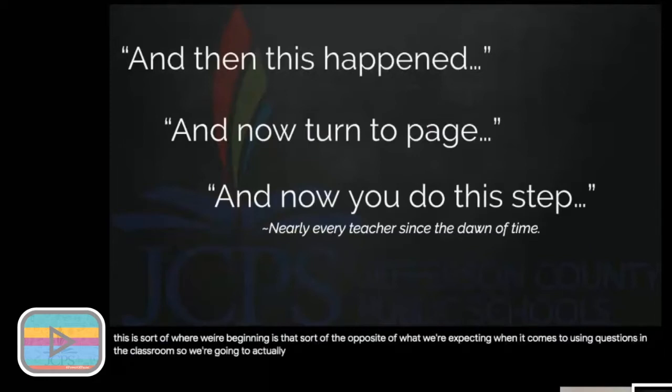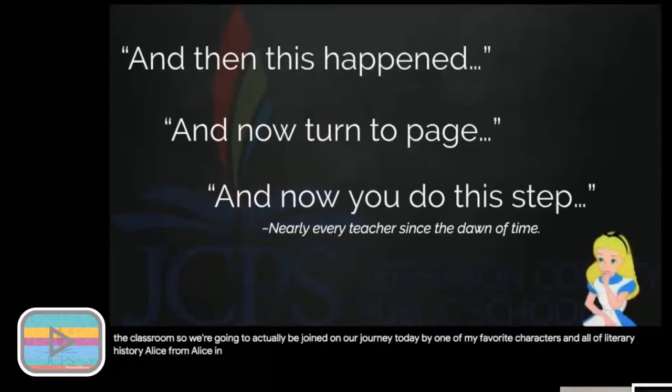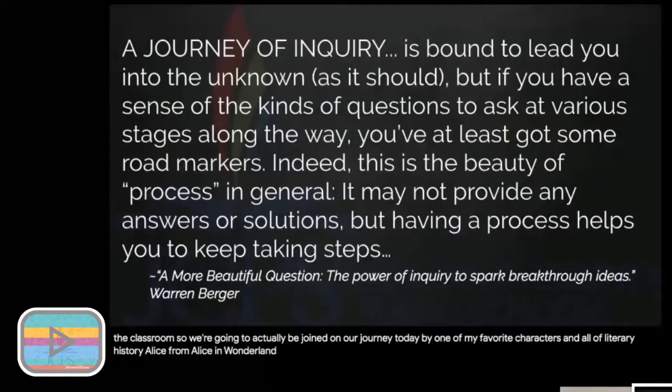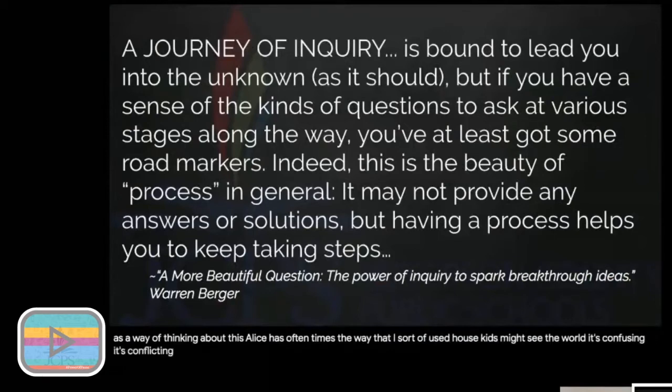So we're going to be joined on our journey today by one of my favorite characters in all of literary history, Alice from Alice in Wonderland. Because she went on a journey, as we are about to, we're going to use her frame of mind as a way of thinking about this. Alice is oftentimes the way that I sort of used how kids might see the world. It's confusing, it's conflicting, authority that makes no sense, people who seem good at the beginning are bad at the end, and so on. So we're trying to figure out how to help students navigate that world.